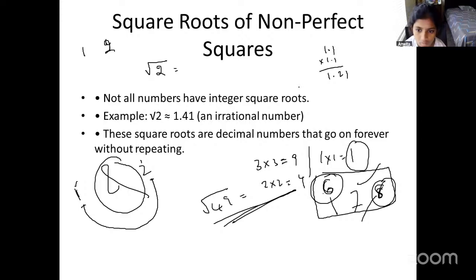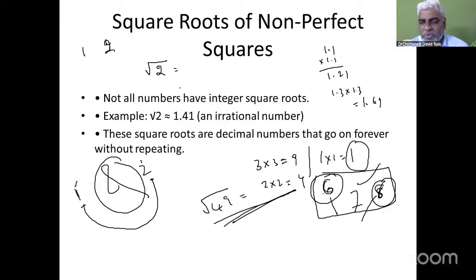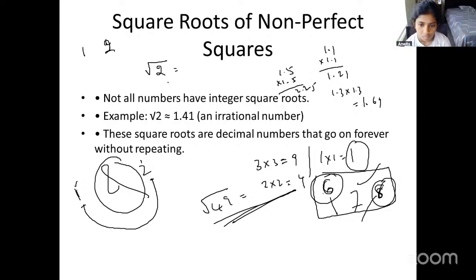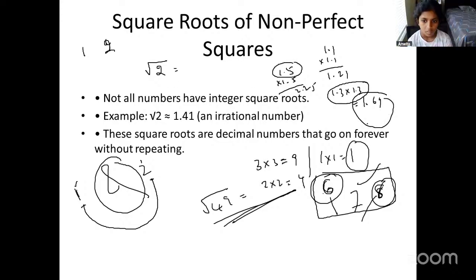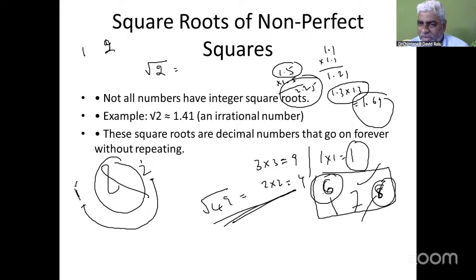No, sir. That's why we take 1.3. 1.3 times 1.3 is equal to 1.69. Is it equal to 2? No. If we take 1.5, 1.5 times 1.5 is 2.25. Is it bigger than 2 or smaller than 2? It's bigger than 2. 1.5 gave a bigger number, 1.3 gave a smaller number, so 2 is more than 1.69 and less than 2.25.